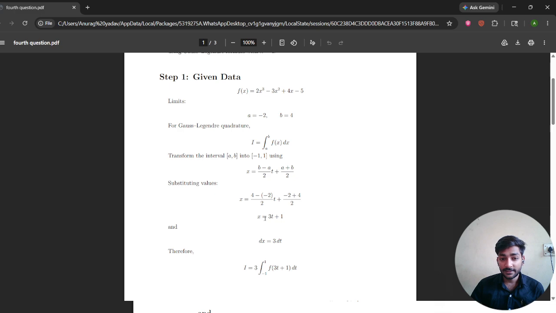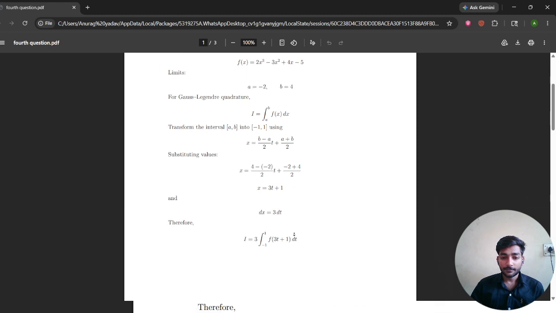After this, we differentiate this equation with respect to t. Then we get dx = 3 dt. After this, we put the value into f(x), where x = 3t + 1. So we put the value of x as 3t + 1 into f, and dx equals 3 dt, and this is the formula we get.